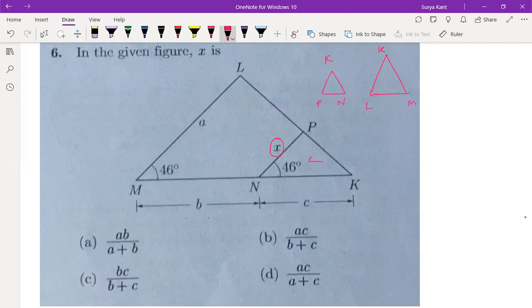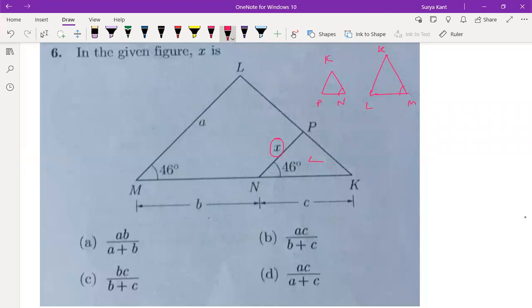Okay. So here this is 46 degrees. Angle N is 46, angle M is 46. If these two angles are equal, then which angle is equal again? Sir, by which method can you get AC by B plus C? First, how is this similar? That's my question.